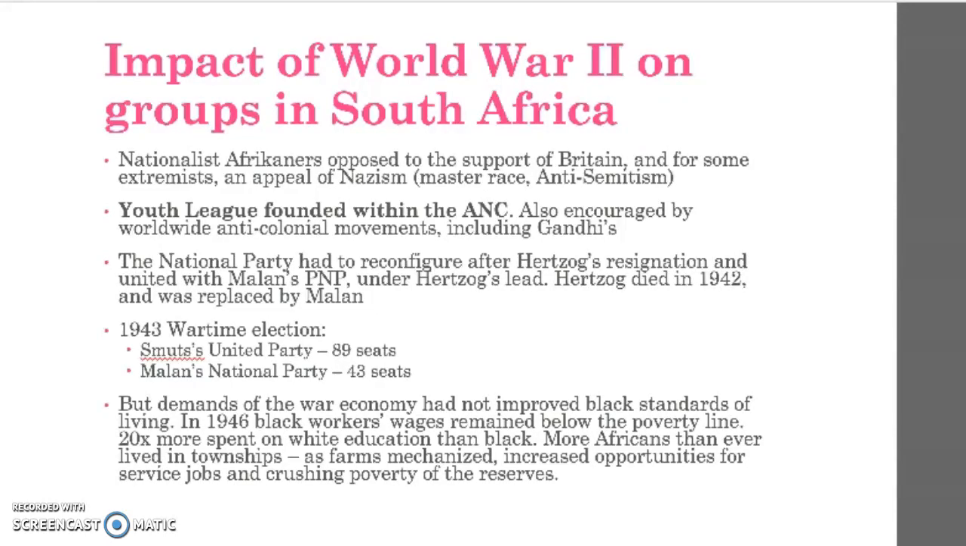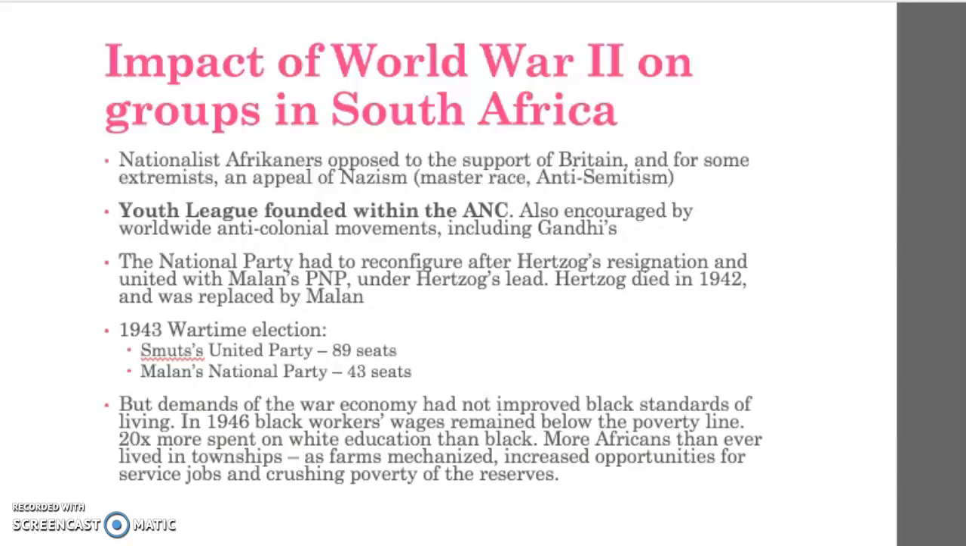So politically, with Hertzog's resignation, the National Party has had to reconfigure. They now unite with Malan's PNP under Hertzog's league. But Hertzog dies in 1942 and is replaced by Malan as their leader. The 1943 wartime election is particularly encouraging for the National Party, who achieve half the seats of Smuts's United Party.